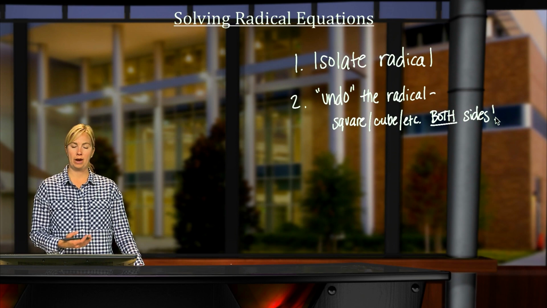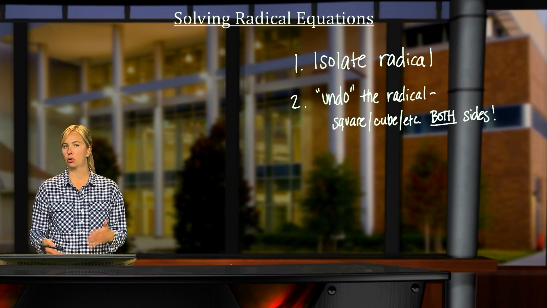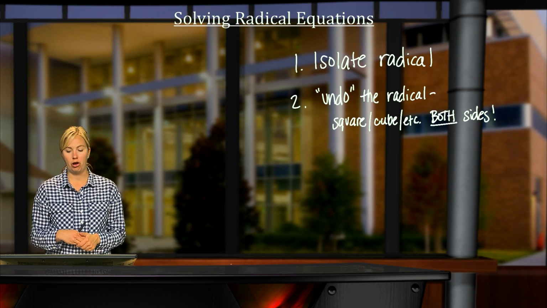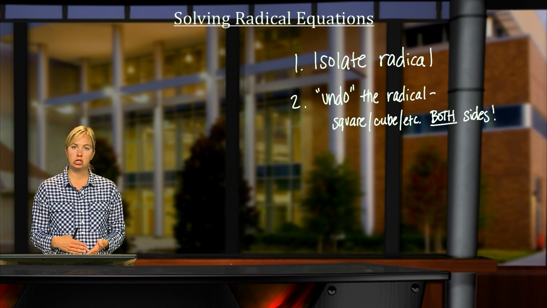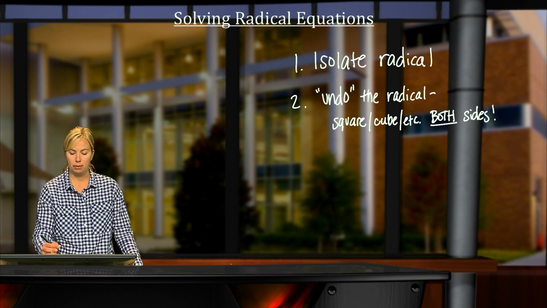Once you've undone the radical, then it becomes what I like to call a baby equation, a simple linear or quadratic equation that we have plenty of options on how to solve. Once you've gotten your solution to that baby equation, you then must check your answer in the original problem.